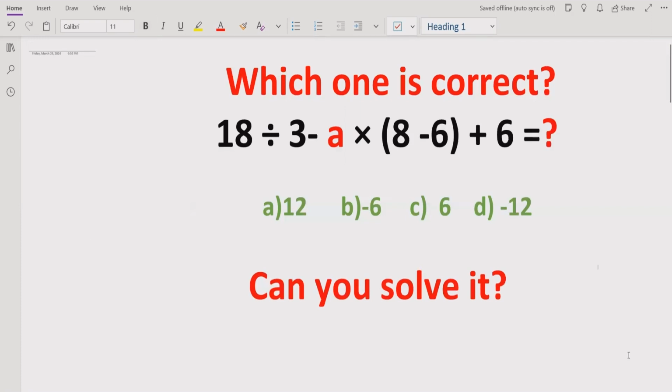Today we will solve an arithmetic expression which contains an unknown variable, a. So we have to find the value of a in this expression and find the correct answer. To solve this expression, we will use the order of operations method, which you can call the BODMAS, PEMDAS or PEDMAS method. You can use any of them to find the correct value of a using the order of operations.